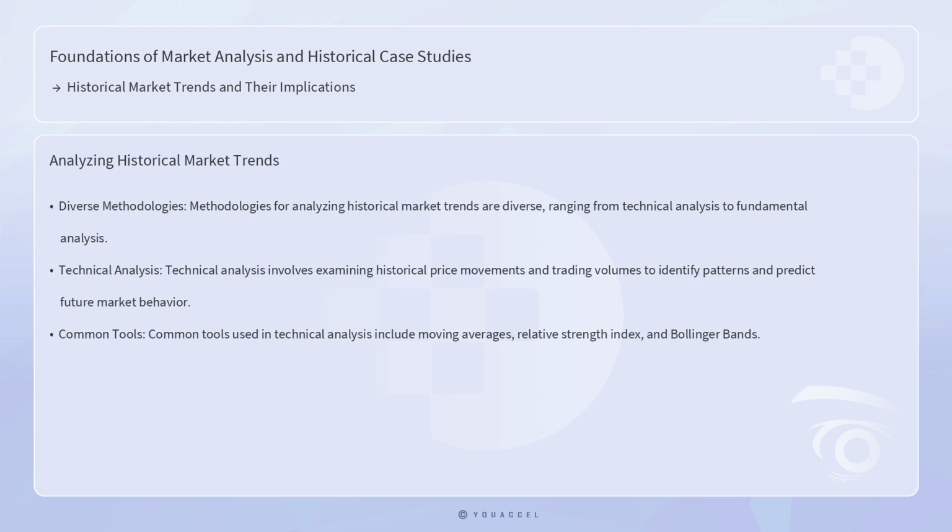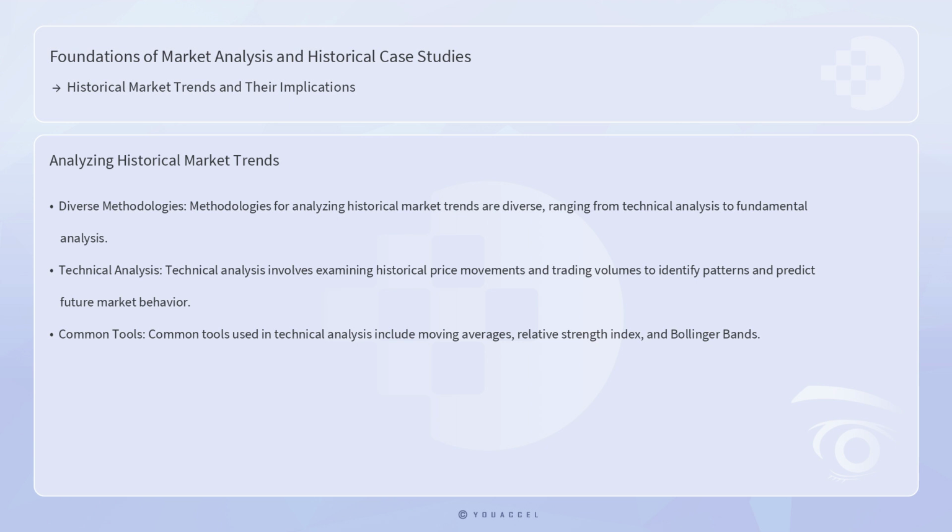Methodologies for analyzing historical market trends are diverse, ranging from technical analysis to fundamental analysis. Technical analysis involves examining historical price movements and trading volumes to identify patterns and predict future market behavior. This approach is predicated on the belief that market prices reflect all relevant information and that patterns tend to repeat over time. Common tools used in technical analysis include moving averages, relative strength index, and Bollinger Bands.